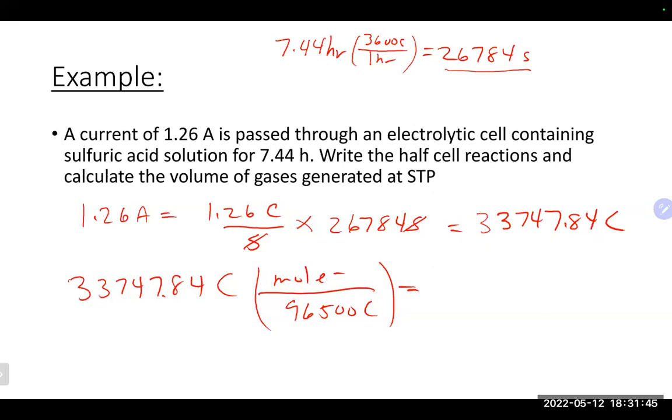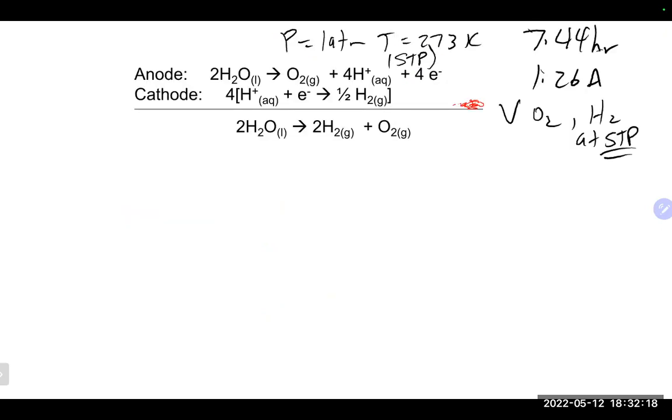And if we do that, looks like 0.350, we'll call it, moles of electrons. Any questions so far on the first part here? Now, once we get to moles of electrons, that's where we can use the balanced half reactions to get us to each of the elements that we're interested in. In this case, we're interested in both of them, the hydrogen and the oxygen. So we'll carry that number over to the next page where we have our half reactions to look at.